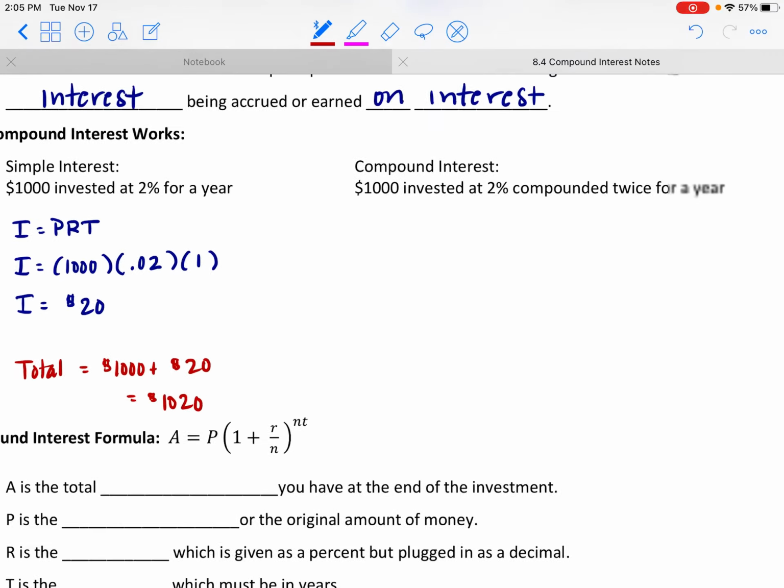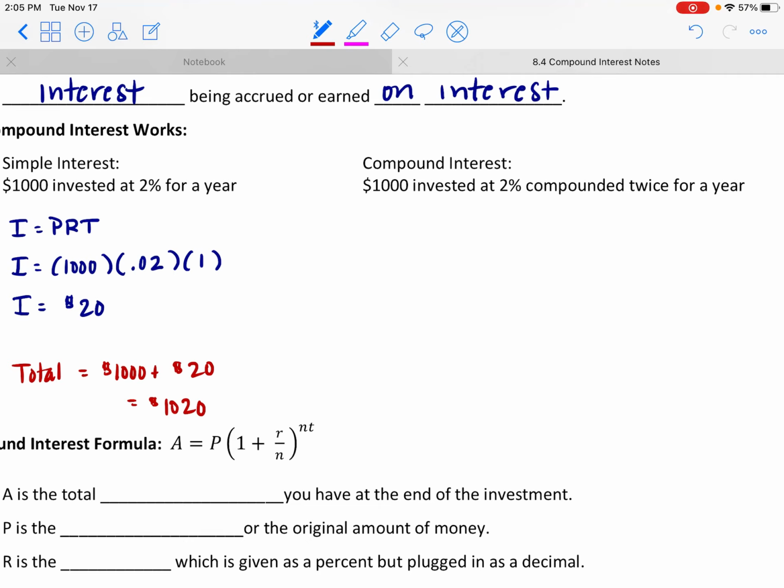So let's say that we have this $1,000 investment at 2% again, and it's still for a year, but instead of calculating the interest once, we're going to calculate it twice, and we call it compounding that interest twice. So if we were going to do it twice in the year, it's going to be in equal increments. So that would be after 6 months and then after the next 6 months. Okay? So every 6 months.